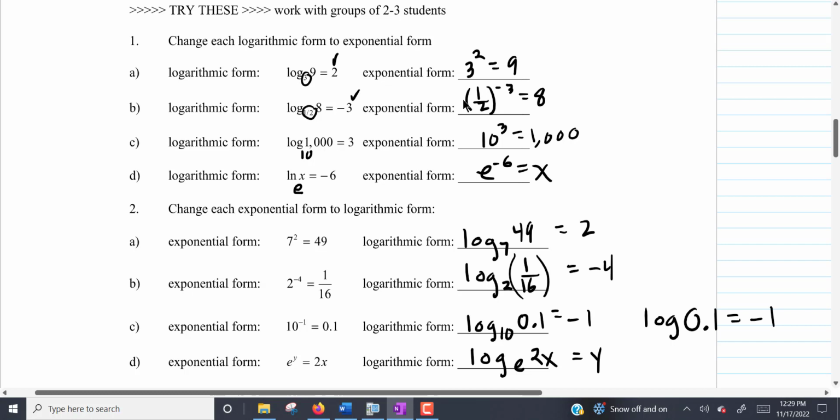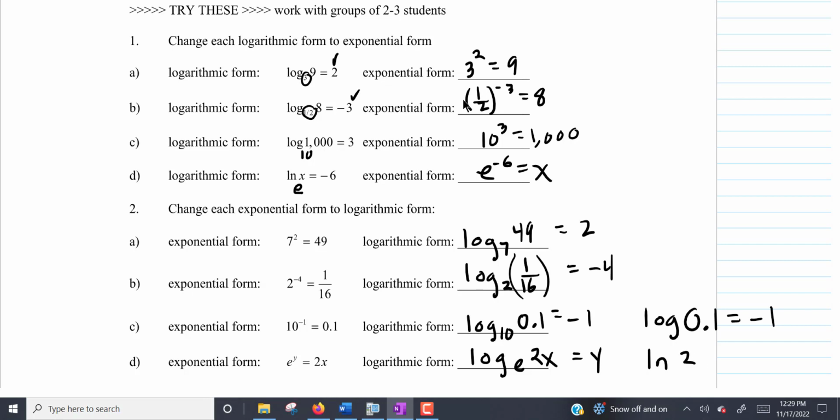And how do you write log base e? ln, okay? So the best answer would be just ln 2x is equal to y, like that, okay? So those are your answers to your problem, okay? So it's just a matter of learning how to rewrite those two things in those individual forms, okay?